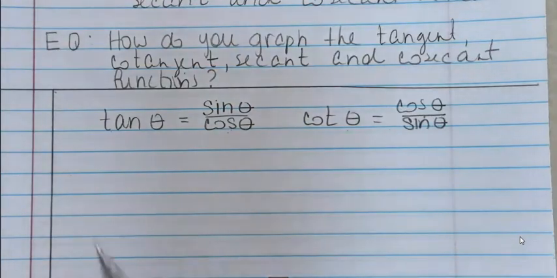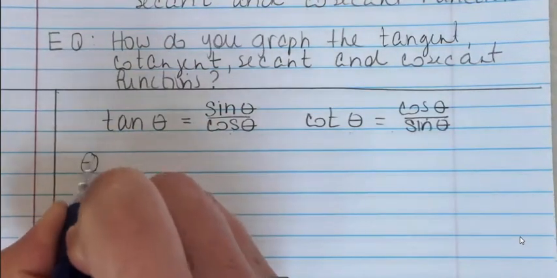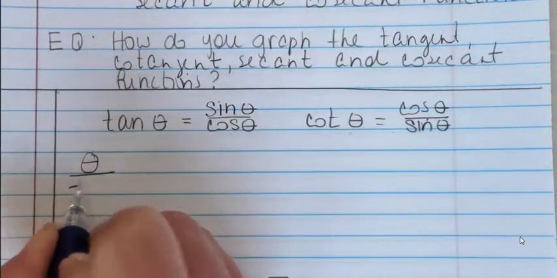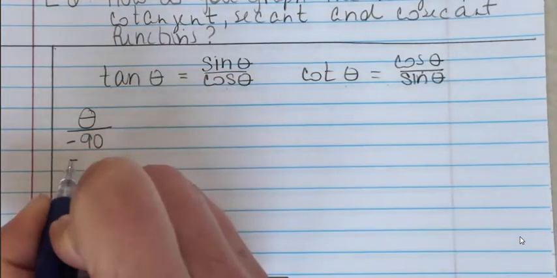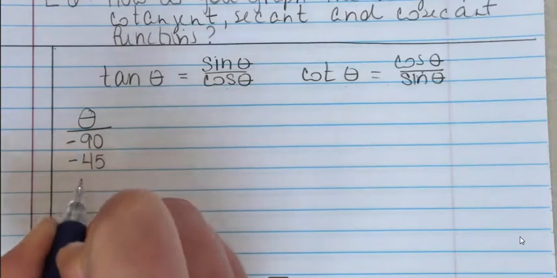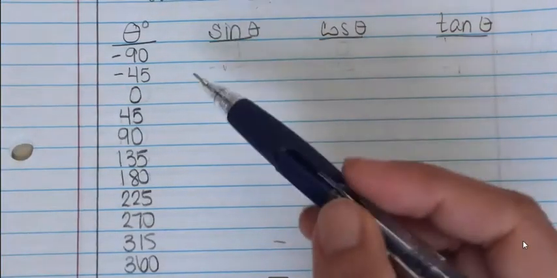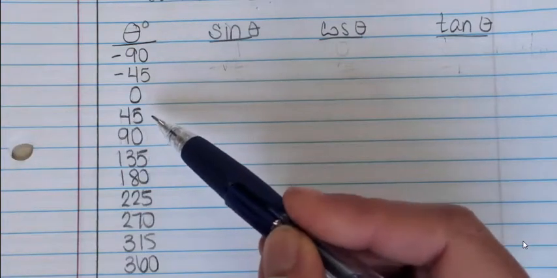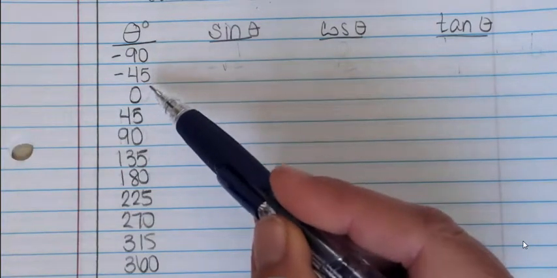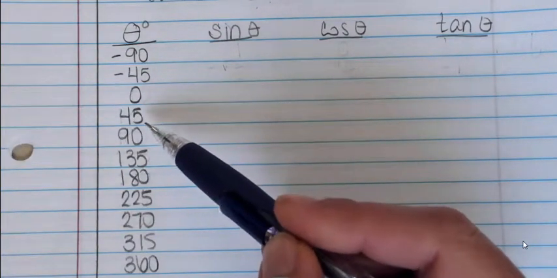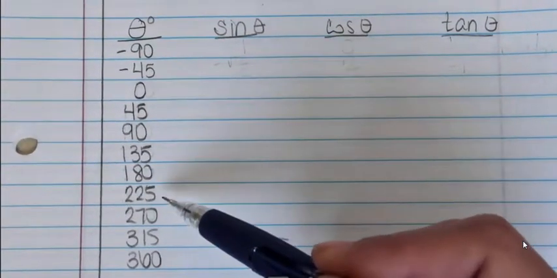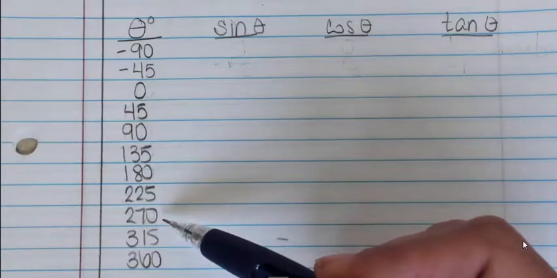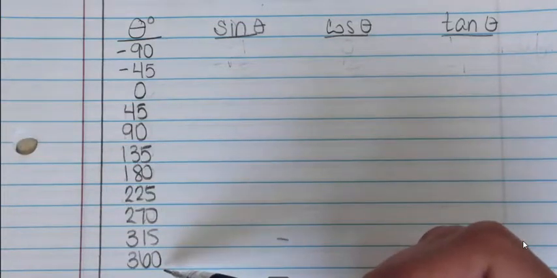All right, so let's think about some values. I'm actually going to start with negative 90, so I'm going to talk about the degrees. I'm going to start with negative 90, and I'm going to go up by 45 degrees. I skipped a couple of intervals, so I had to go back and erase. So from negative 45 degrees, we're going to go to 0, then 45, then 90, then 135, then 180, then 225, then 270, then 315, then 360.